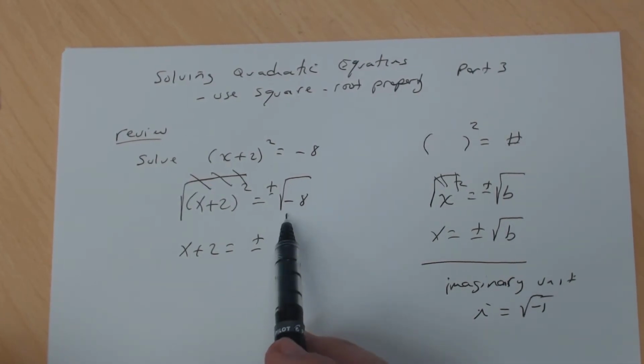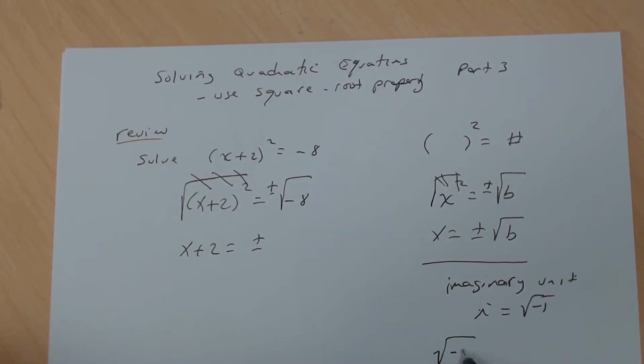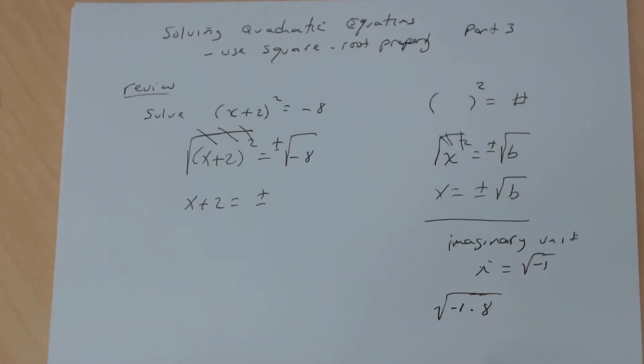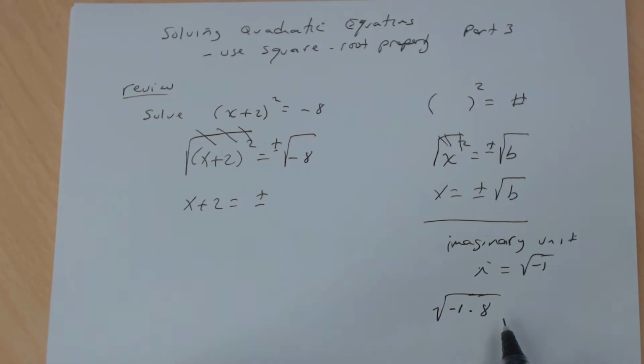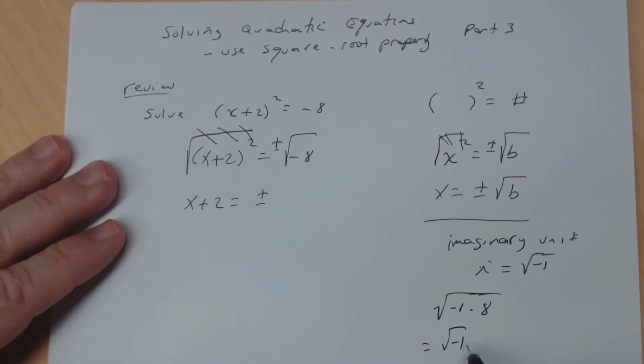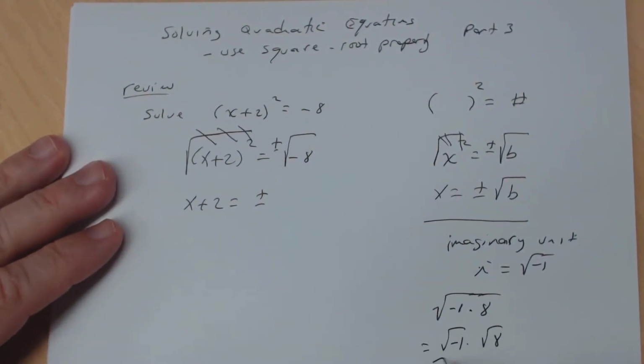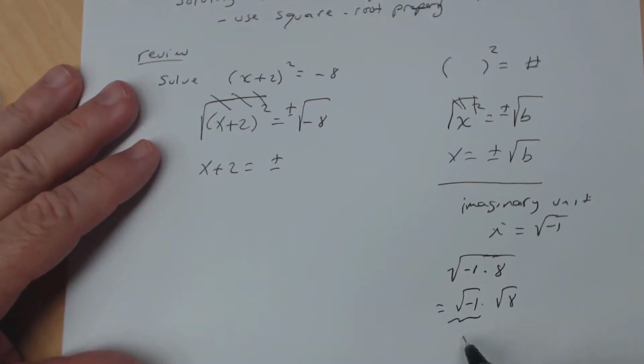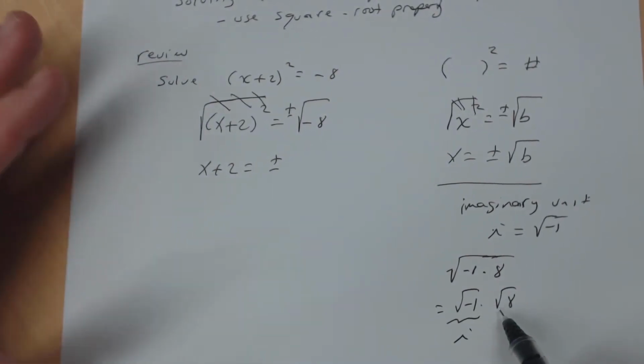So the square root of negative 8, and you could have done that in your head, is the same as the square root of negative 1 times 8, which is the square root of negative 1 times the square root of 8, and the square root of negative 1 is i. And then we would simplify the square root of 8.